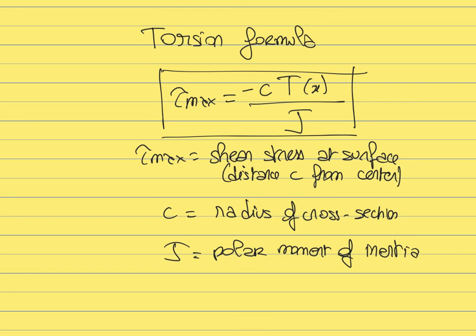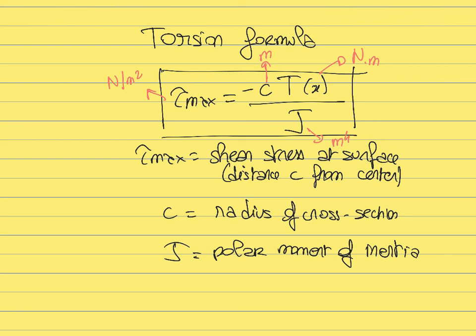So let's look at the units first. The torque is a moment, so it's going to be in Newton meter. Then you have the radius, that's in meter, and then you have the polar moment of inertia, that's in meter to the power 4. So if you combine this, you find that indeed you get something that has the unit of a stress for tau, which is in Newton per square meter.